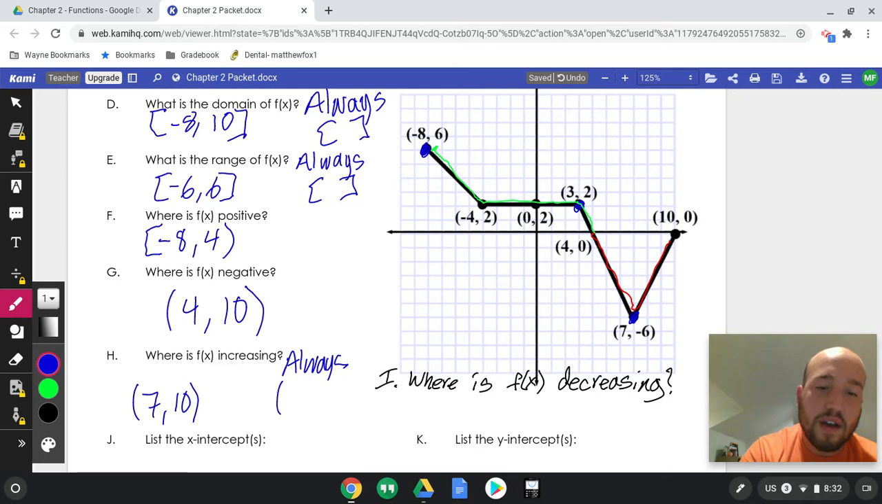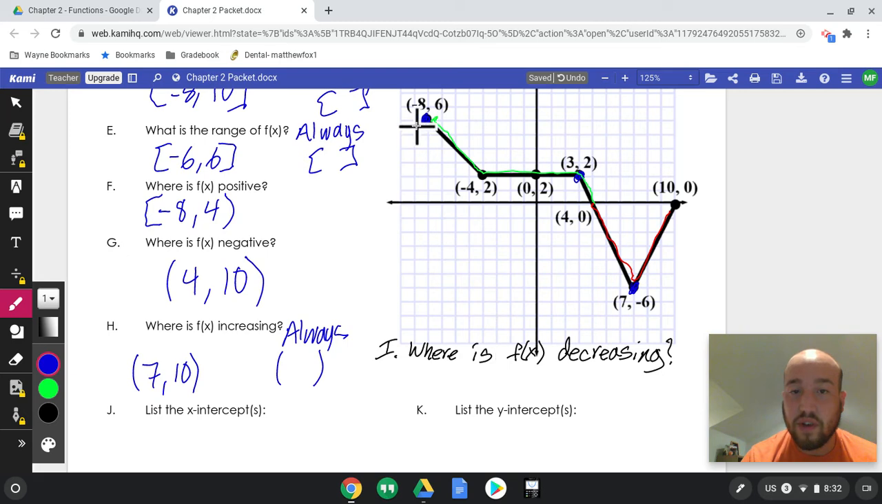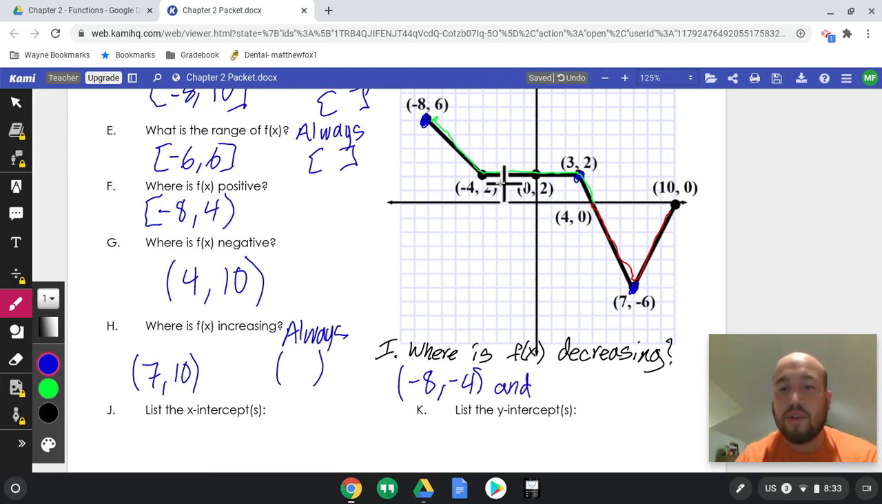Now, I realized after I printed it, I accidentally covered this one up with the graph. So where is f of x decreasing? There are actually two different intervals. The first is from -8 to -4, and once again, it's always going to be parentheses. So -8 to -4. The second one is from -4 to 3, where it's neutral, or we could call it constant. It's not increasing or decreasing, it's constant. Then from 3 to 7, it decreases again.